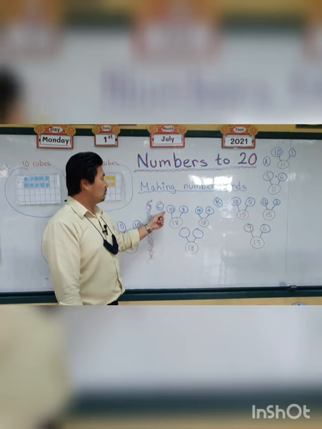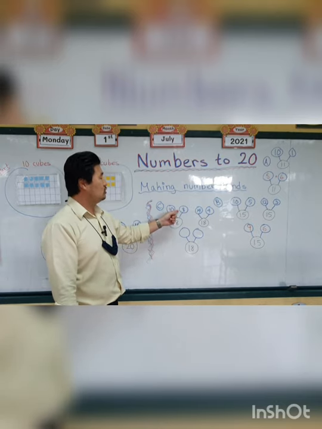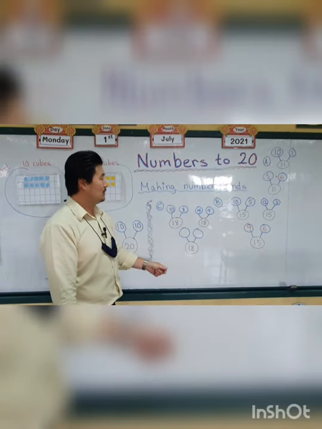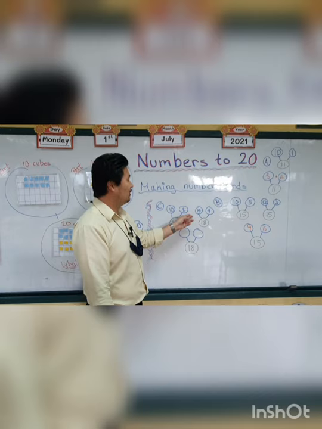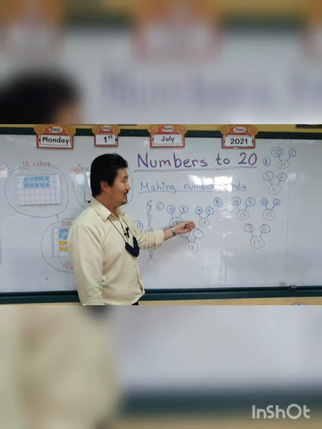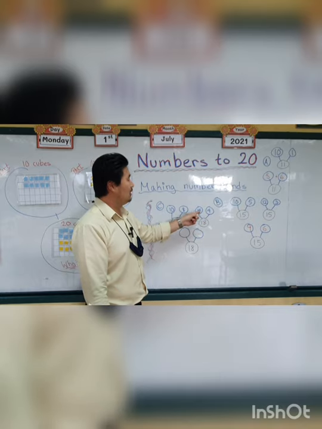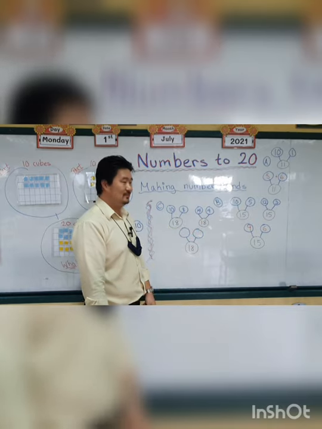Now C, the whole is 18. So part 1 is 10, part 2 is 8, and the whole becomes 18. Now another example, the whole is still 18. Part 1, 14, part 2, 4. 14 plus 4 equals 18.